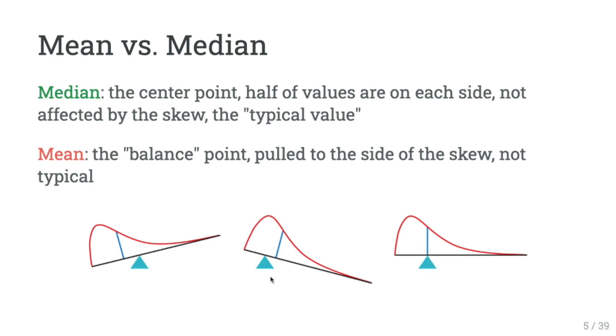So the mean is a balance point. The median is the actual 50th percentile. Half of the values are above, half are below. When you have a symmetrical distribution, like a bell-curved one, for example, the mean and the median will be approximately the same. So when you have a nice symmetry in your distribution, both of those are going to be around the same point.